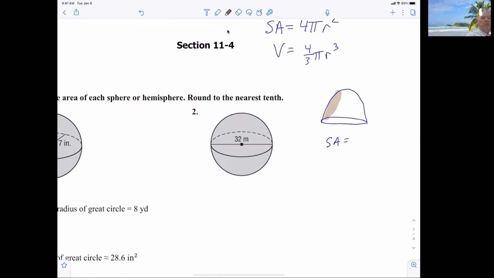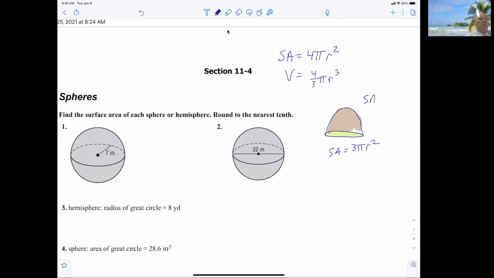So if I was just doing the outer piece, that surface area would be what? 2 pi r squared. However, when you sliced the sphere, you created what? You created another surface, and that surface is the circle. And so that was another what? Pi r squared. So when you think about it, I want you to think of the surface area of a hemisphere as what? 3 pi r squared.